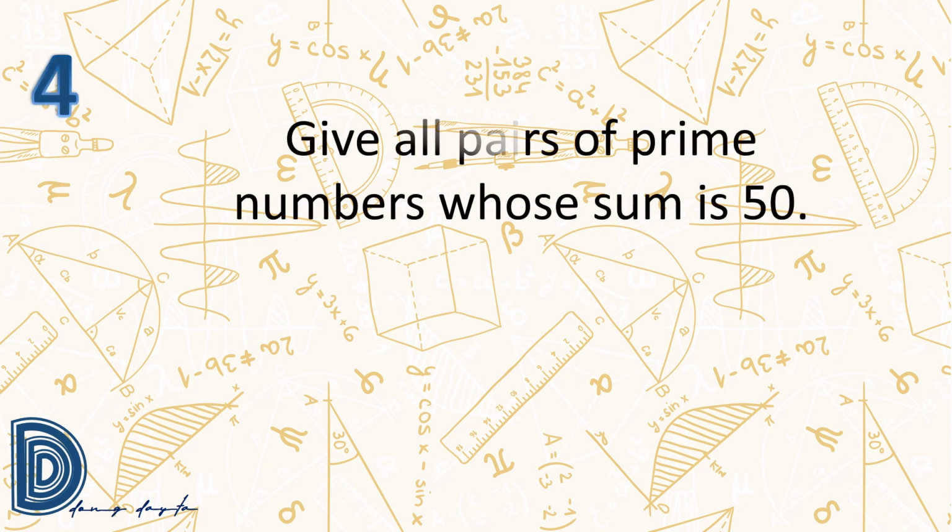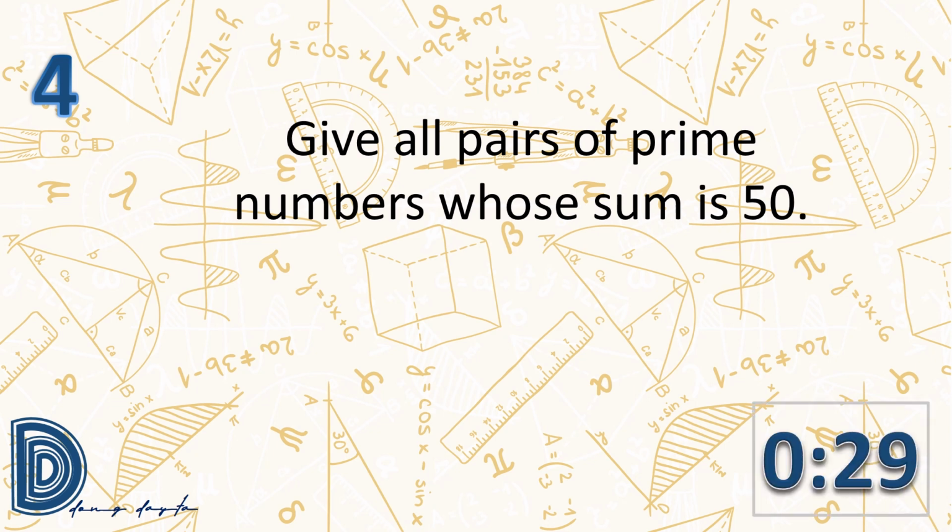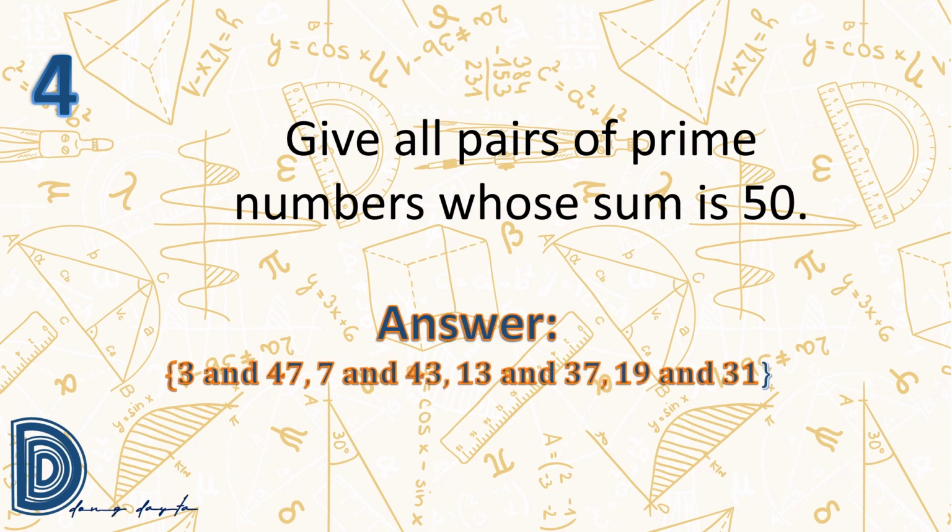Question number 4. Give all pairs of prime numbers whose sum is 50. Again, give all pairs of prime numbers whose sum is 50. Go! Time is up. The answers are 3 and 47, 7 and 43, 13 and 37, 19 and 31.